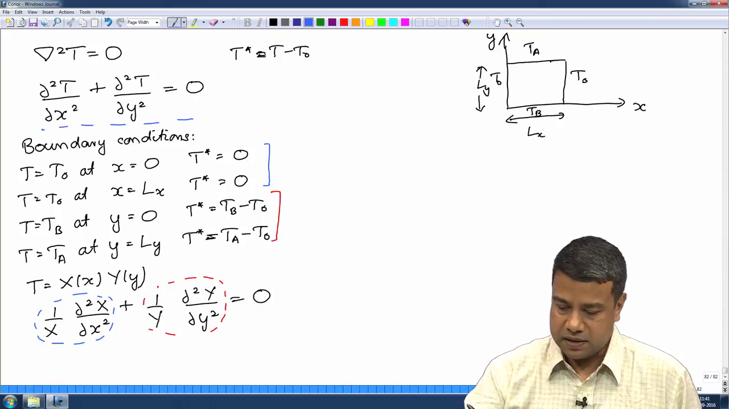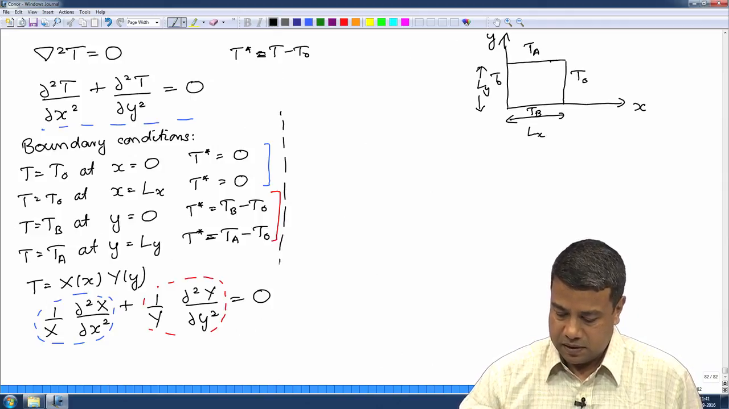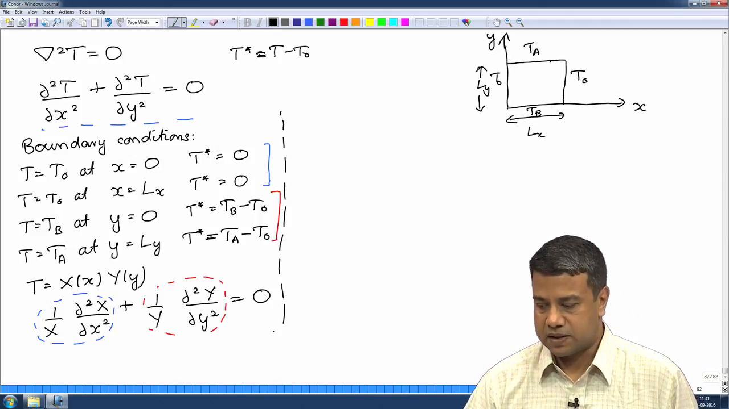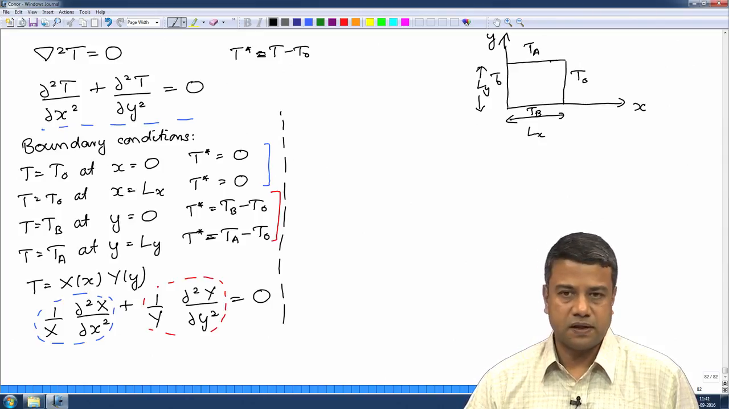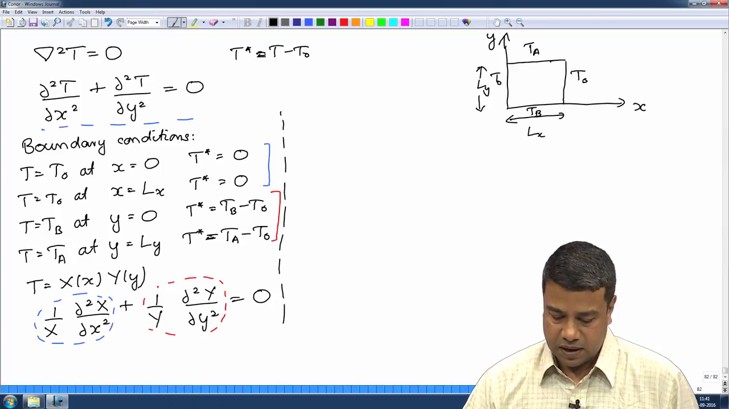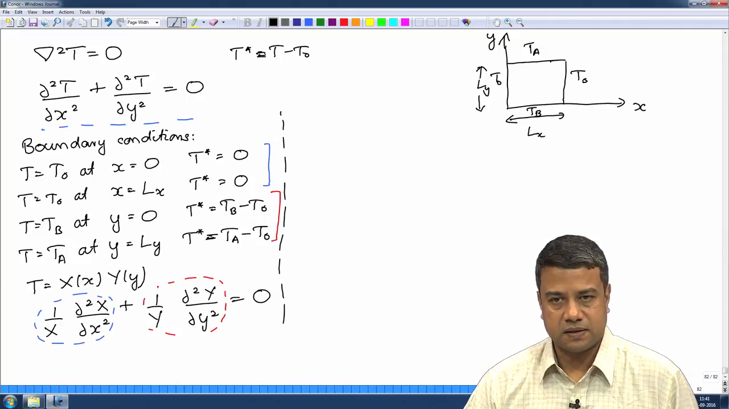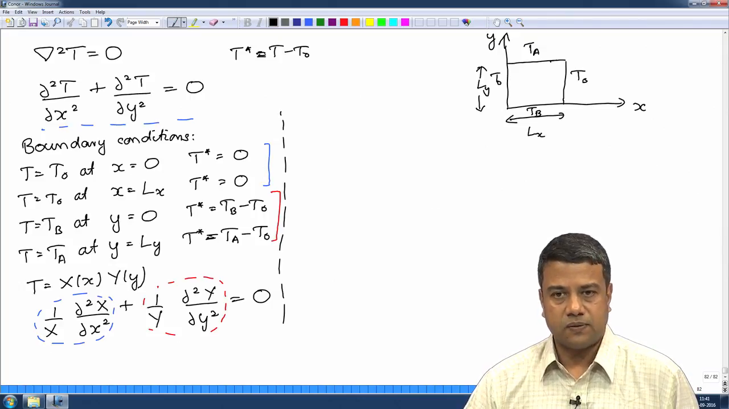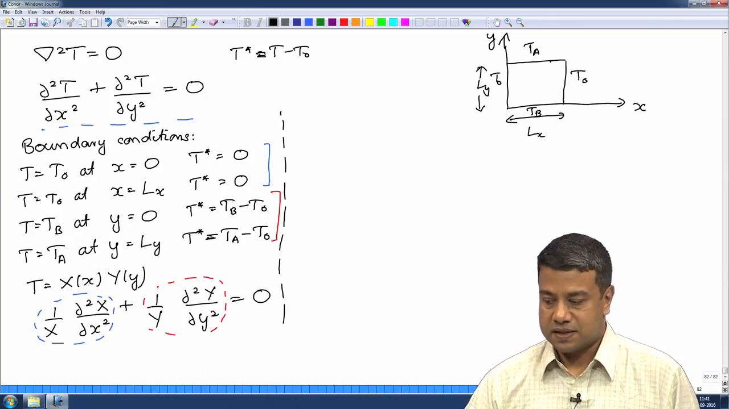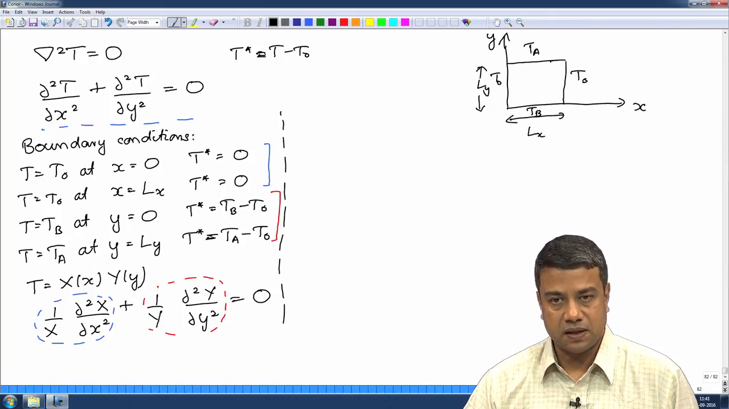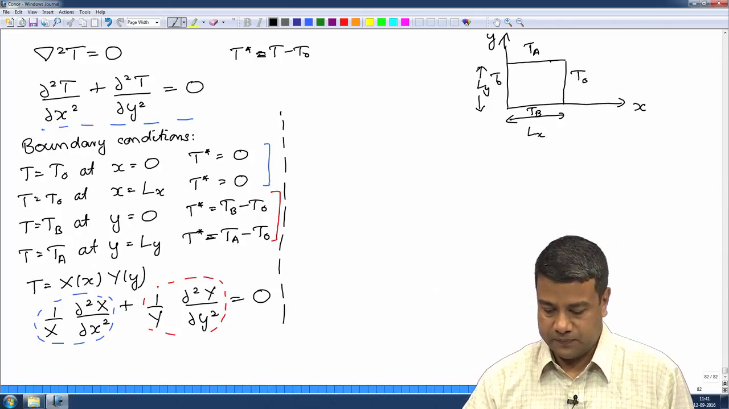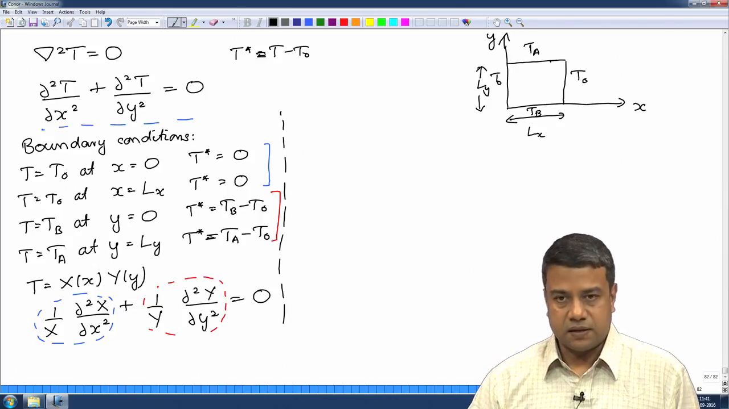How do you decide which one to choose? That decision depends upon the boundary condition, which is the homogeneous direction. I have one variation in x and the other variation in y. I have a homogeneous boundary condition at x equal to 0 and x equal to Lx. Therefore, I would expect that in the homogeneous direction, I should have sine and cosine functions, so that I can satisfy the homogeneous boundary conditions in the x direction.